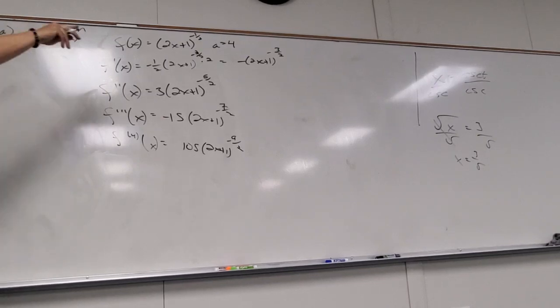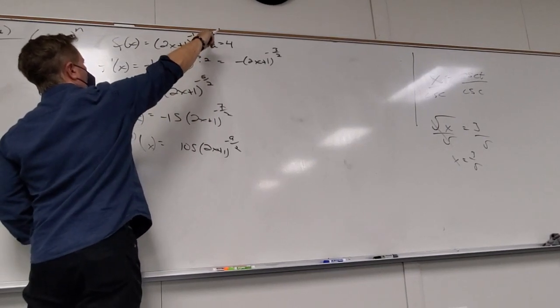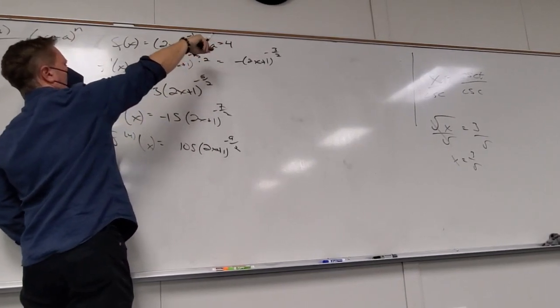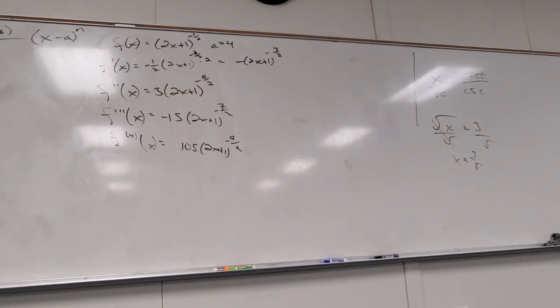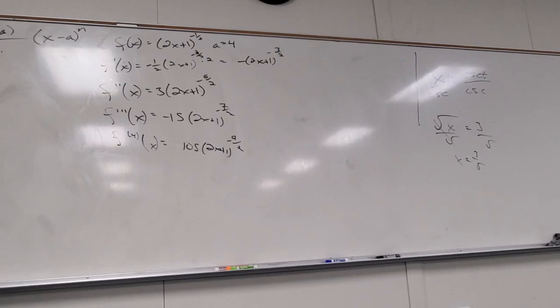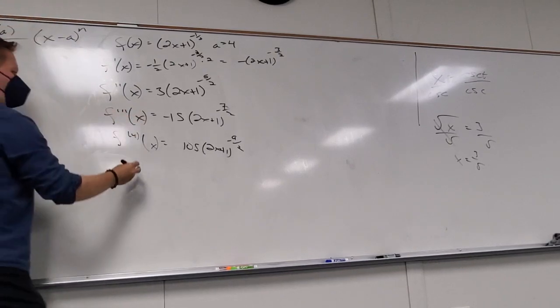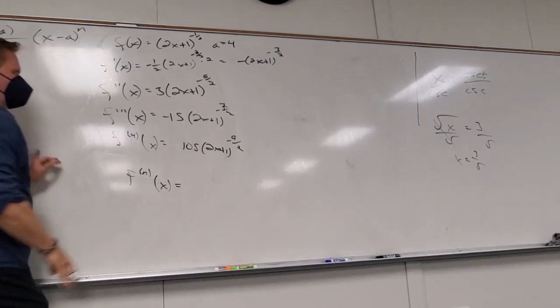So everywhere I see a (2x+1) to the negative 1/2, what's that going to be? Like, well, what is f of 4? In fact, let me ask you this. Before we go any further, can anyone figure out what the nth derivative of x is going to be?